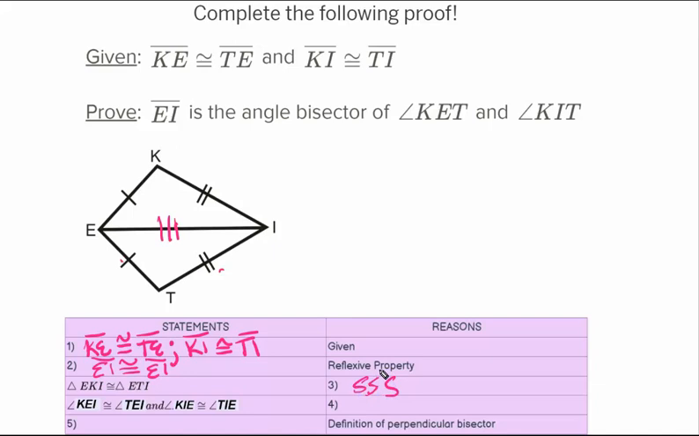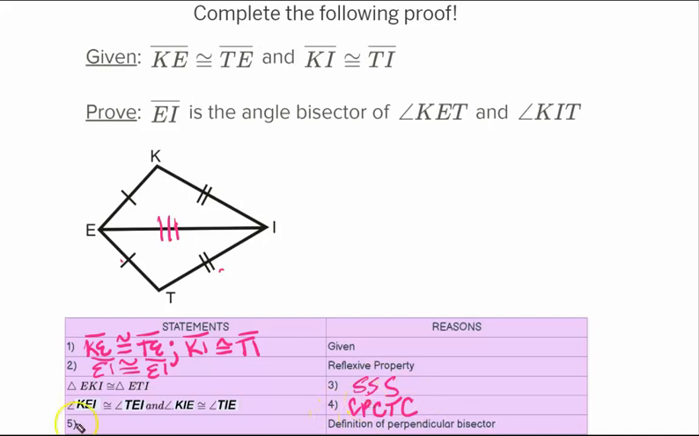And usually after you have a triangle congruence theorem, the next step is going to be portions of the triangle being equal to each other. So the next statement says angle KEI is congruent to TEI and KIE is congruent to TIE. And of course we know that that is CPCTC. That's what you're going to see all the time after you have a triangle congruence. If the triangle congruence is in the middle of the proof and not what you're trying to prove, then a lot of times CPCTC will follow.